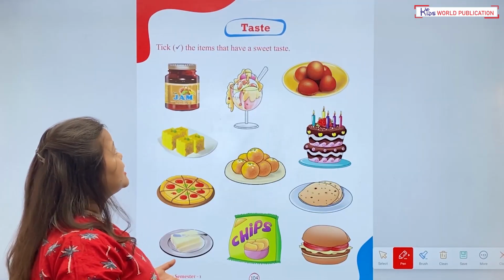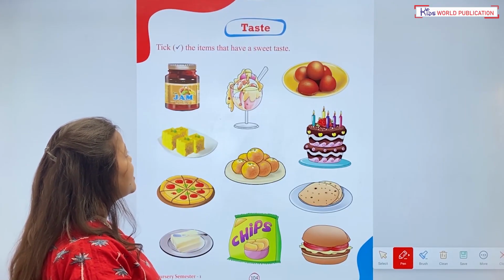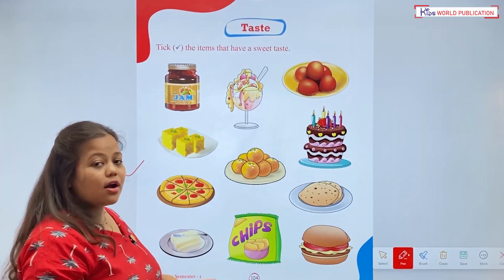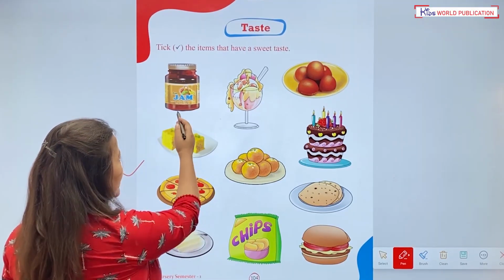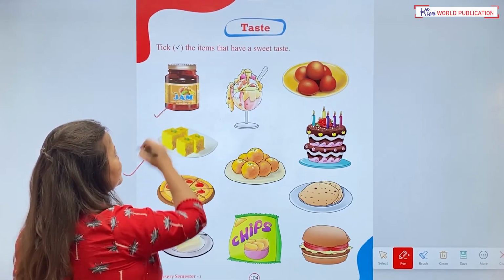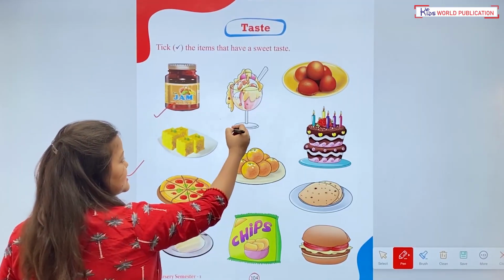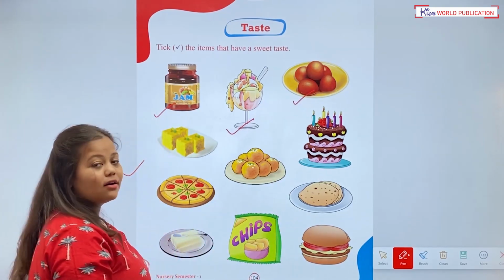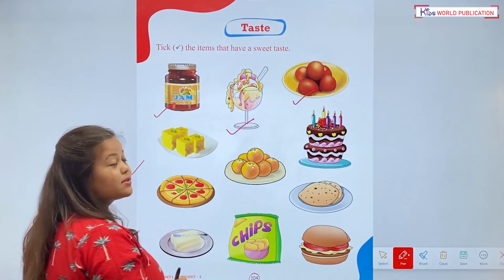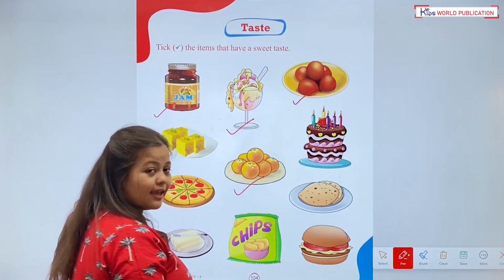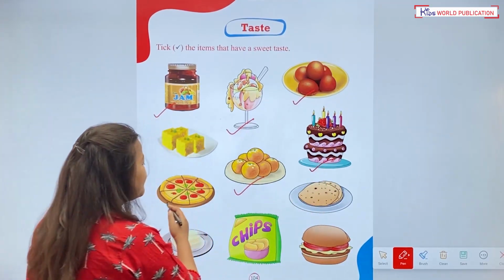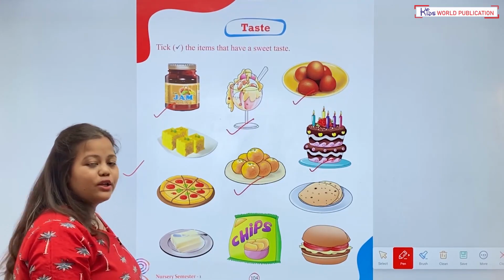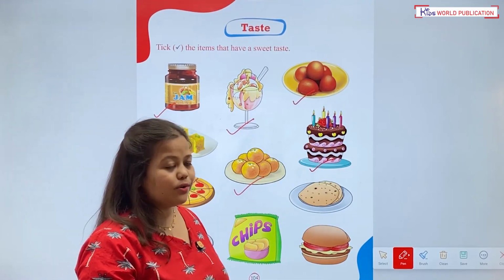Taste. Tick the items that have a sweet taste. So kids, we will take those items which are sweet in taste. Jam. Yes. Ice cream. Yes. Gulab jamun. Yes. Dhokla. No. Laddus. Yes. Cake. Yes. Pizza. No. Butter. No. Chips. No. Roti. No.